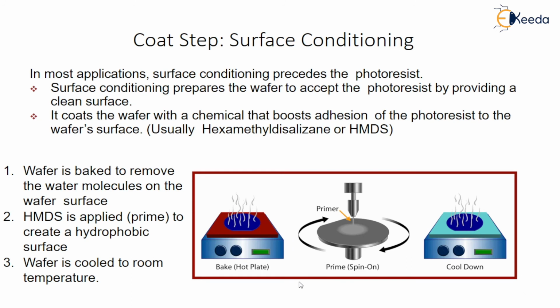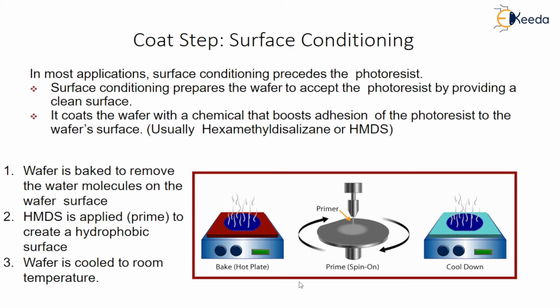The coat step is surface conditioning. In most applications, surface conditioning precedes the photoresist. Surface conditioning prepares the wafer to accept the photoresist by providing a clean surface. It coats the wafer with a chemical that boosts adhesion of the photoresist to the wafer surface. Usually hexamethyldisilazane, that is HMDS, is used for coating on the wafer surface.